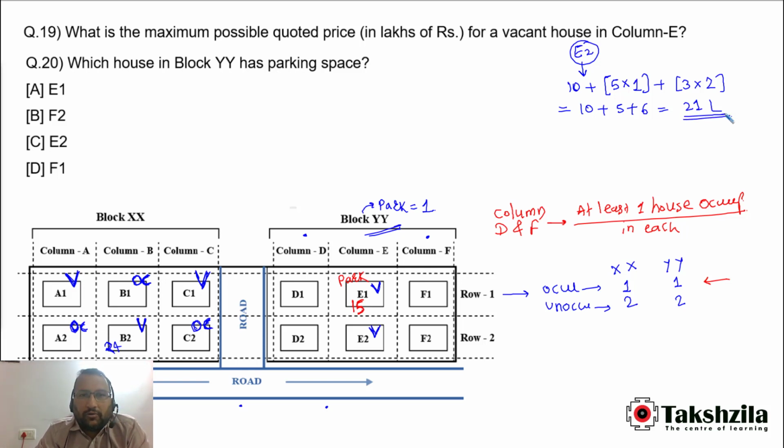Question number 20, which house in block YY has a parking space? The answer is very straightforward. The answer is E1 over here. This is how we can solve this set.